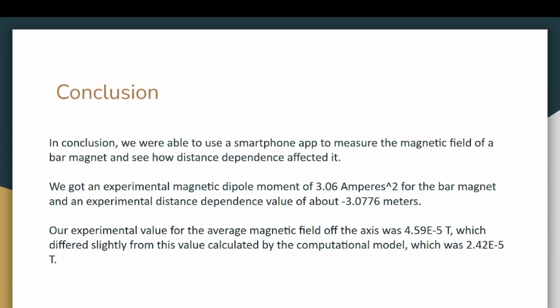In conclusion, we were able to use an app to measure the magnetic field of a bar magnet and see how the distance dependence affected it. We got an experimental magnetic dipole moment of 3.06 amperes squared, and a distance dependence value of about negative 3.0776 meters. Our experimental value for the average magnetic field off the axis was 4.59 times 10 to the negative 5th Teslas, while the computational model calculated 2.42 times 10 to the negative 5th Teslas.